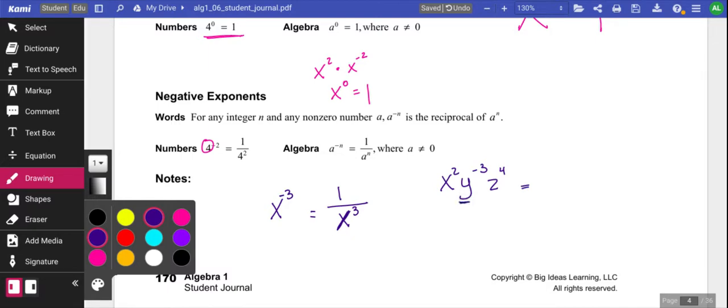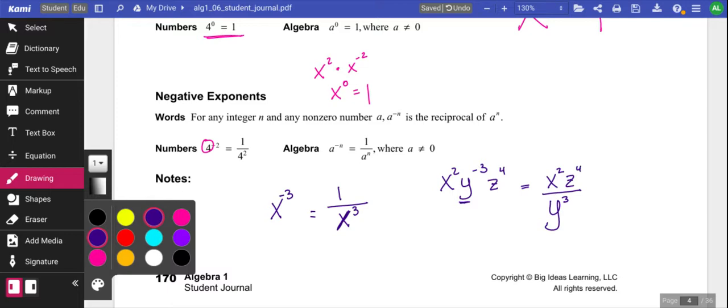The y here has a negative exponent. So I know that's going to go in the bottom of a fraction, in the denominator. So I've got x squared, and z to the fourth is going to stay. I'm going to do my z like this because they always look like 2's. Z to the fourth is going to stay in the top of a fraction. But y to the third is going to go now in the bottom of my fraction.